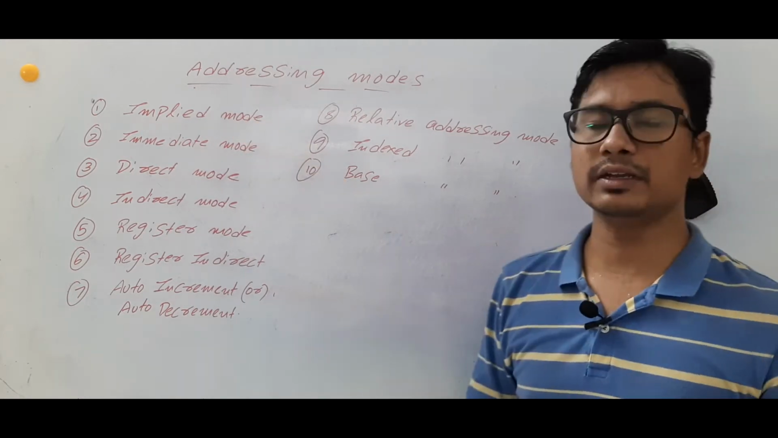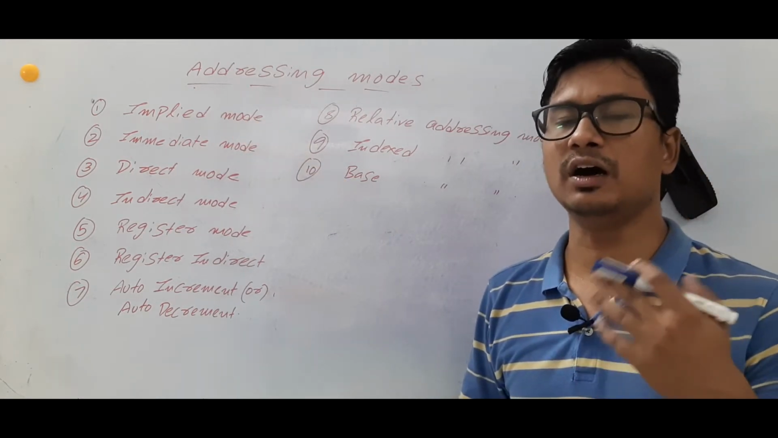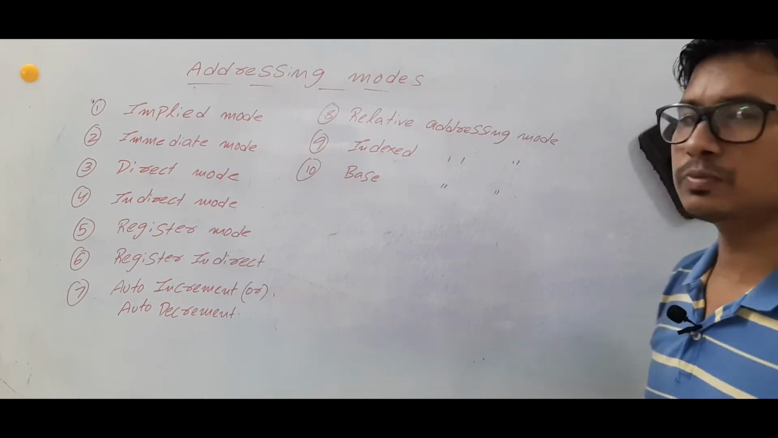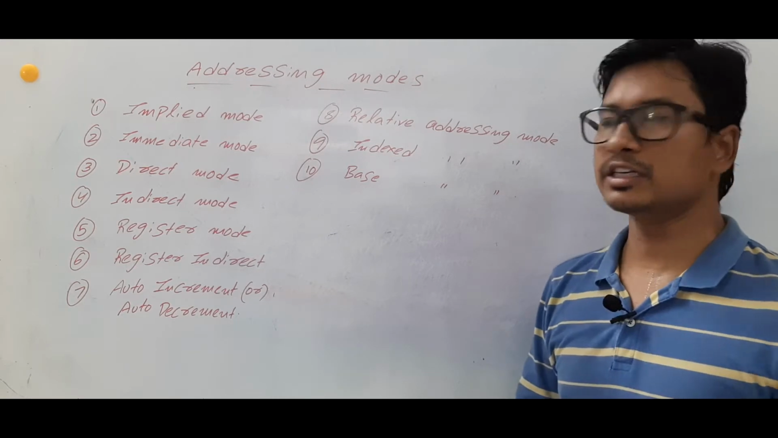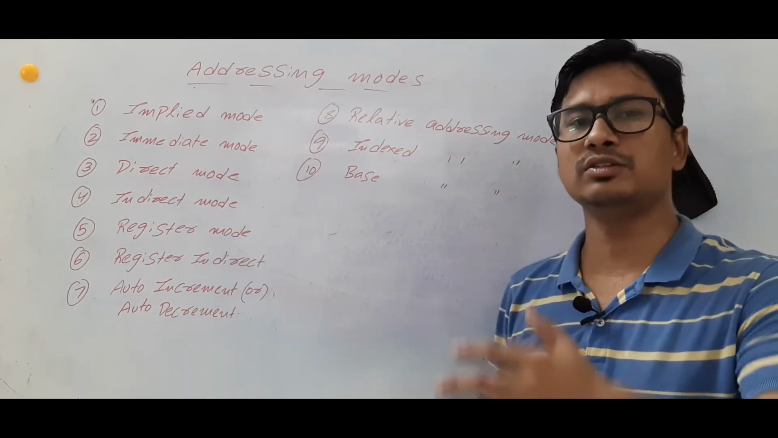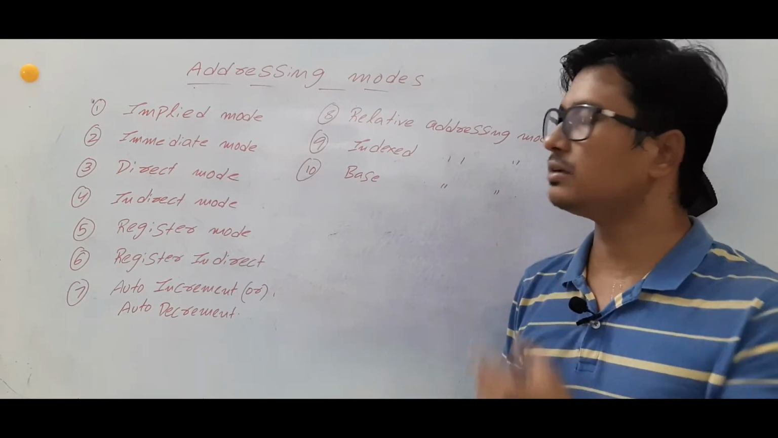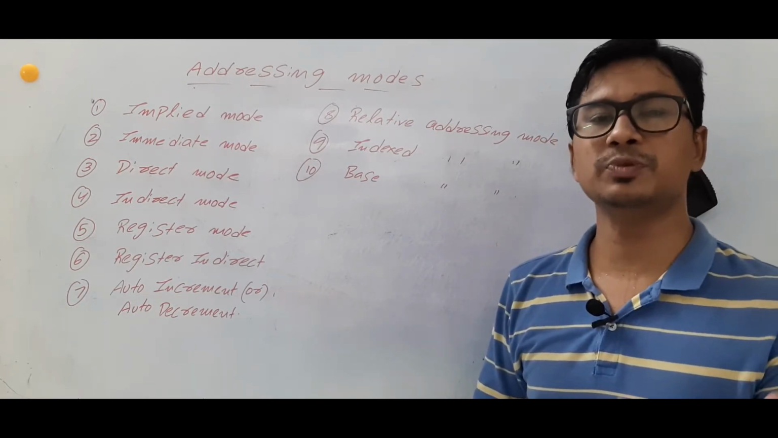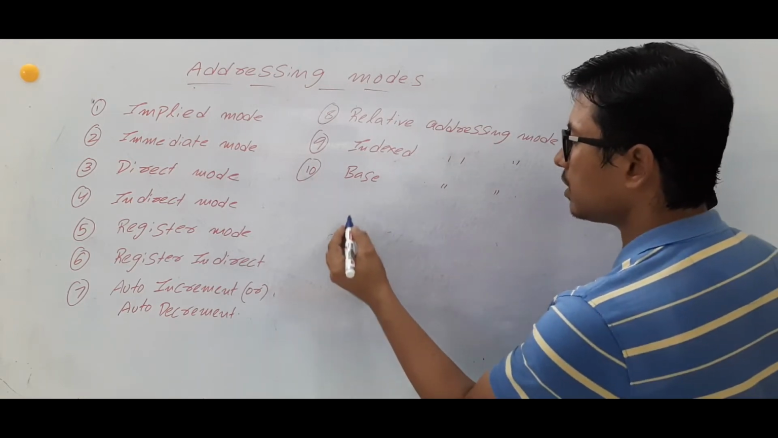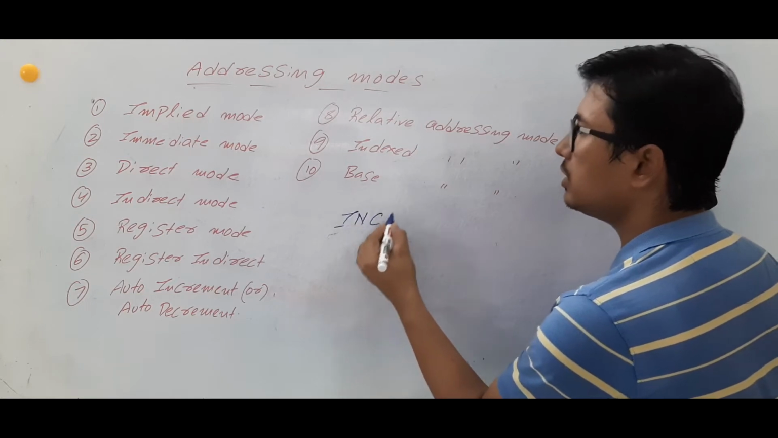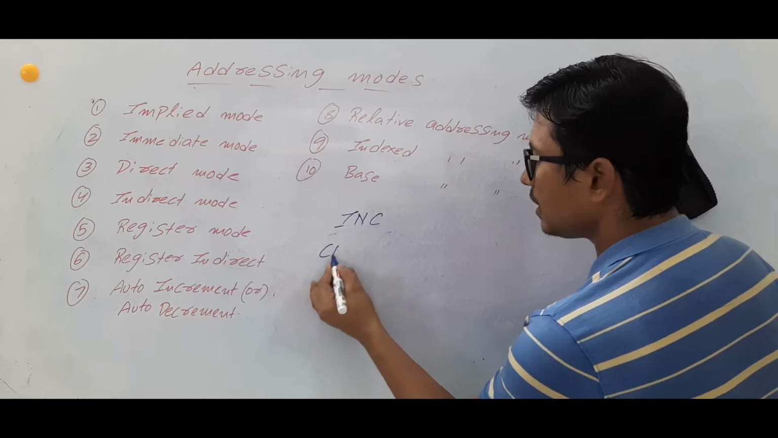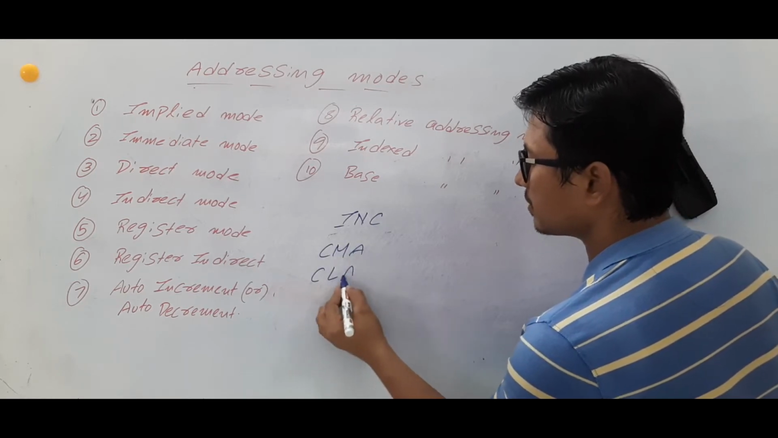Now the implied addressing mode does not specify the address of the operand in the instruction. Then you can ask me, sir, if you are saying that the addressing mode will tell how the address of the operand is specified, but if you say that implied addressing mode does not specify the address of the operand, then how will it be? The examples for the instructions which will follow the implied mode are INC, CMA and CLA.